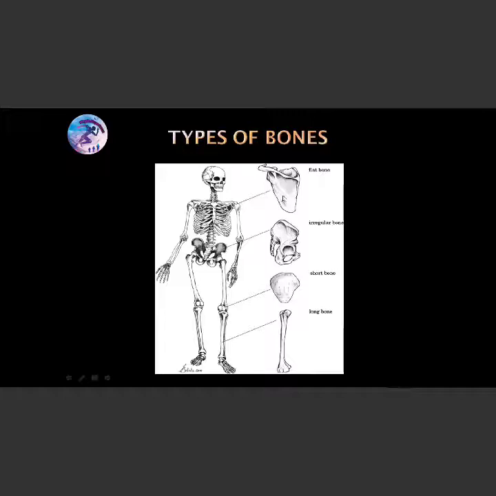An example of a flat bone is the scapula. An irregular bone is the pelvic bone. Short bones are like the metatarsals or the metacarpals in the body. Long bones are such as the femur, ulna, radius bones, etc.